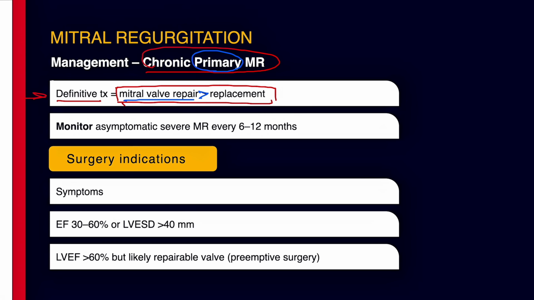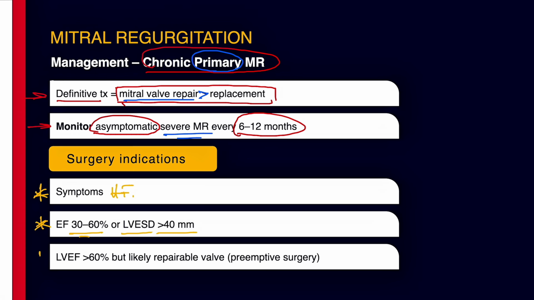That makes sense, right? If the patient has severe MR, severe mitral regurgitation, but no symptoms, we monitor with echocardiography every 6 to 12 months. Watching for any signs of decompensation or ventricular changes. Surgery is indicated if any of the following are present: symptoms of heart failure, or ejection fraction between 30 and 60%, or LV end-systolic dimension greater than 40 millimeters.